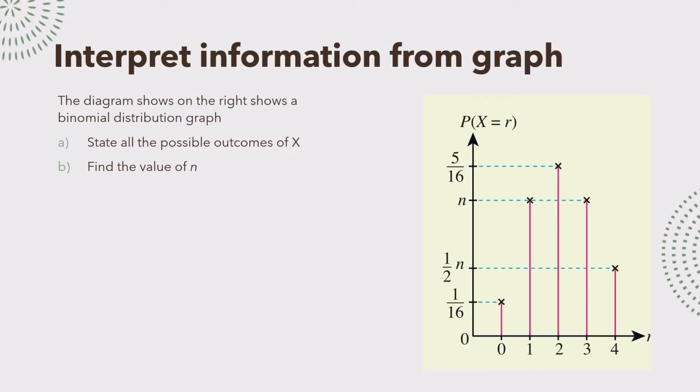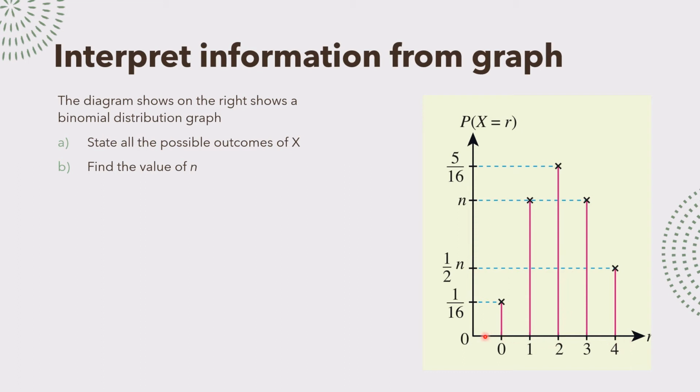Alright. Okay, then how do we interpret the information from the graph? This is very important because the graph shows the probability for each possible outcome of X. Let's say we have this diagram. It shows the binomial distribution graph. State all the possible values of X. The value of X is the number of success, the possible number of success.